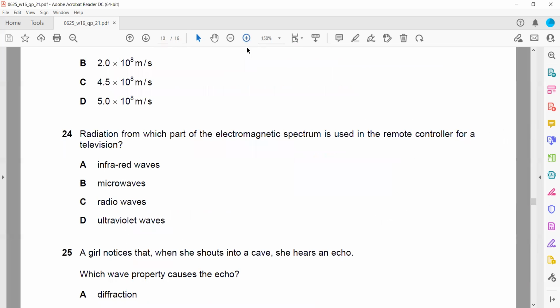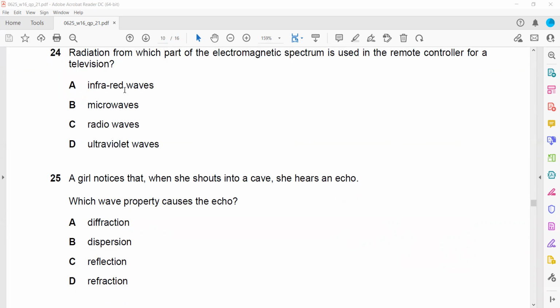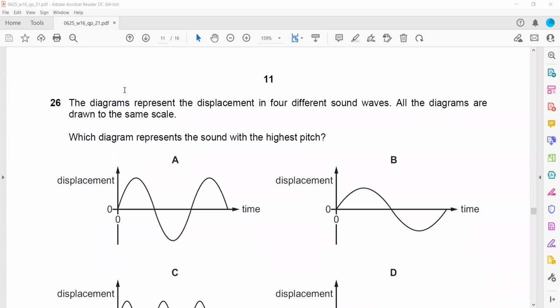Then, radiation from which part of the electromagnetic spectrum is used in remote control? So for remote control we use infrared radiation, or IR. A girl notices that when she shouts into a cave, she hears an echo. Echo is due to reflection of the wave, so C is the right answer. Reflection of sound is known as echo.